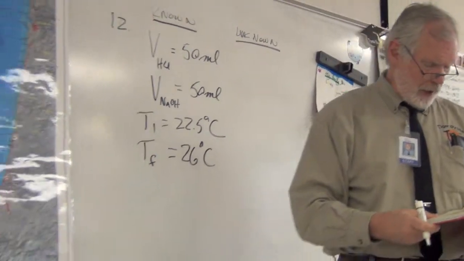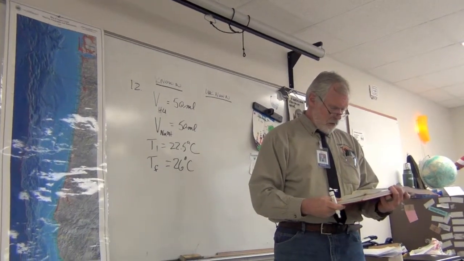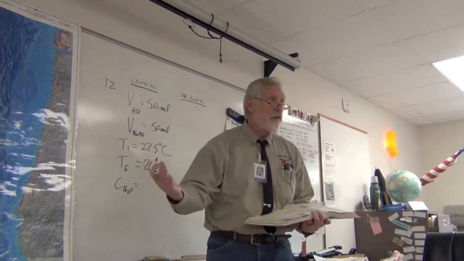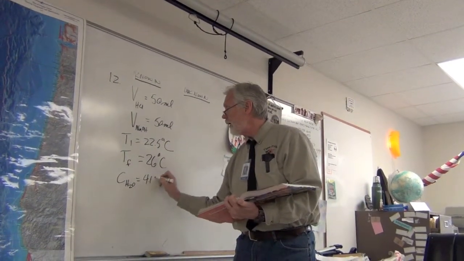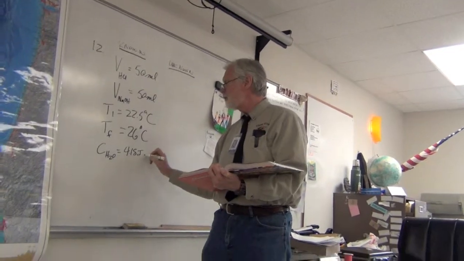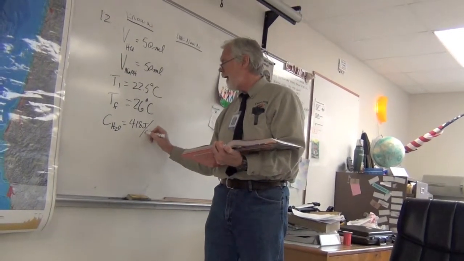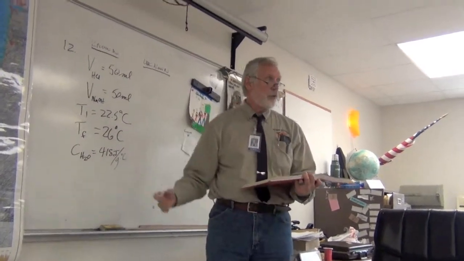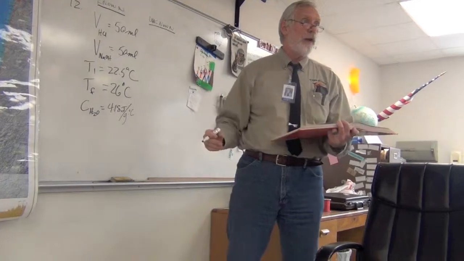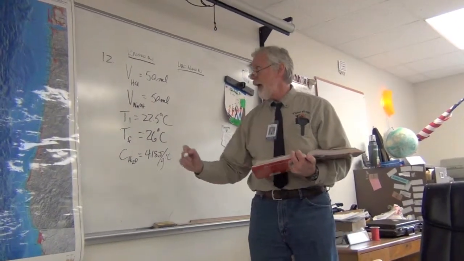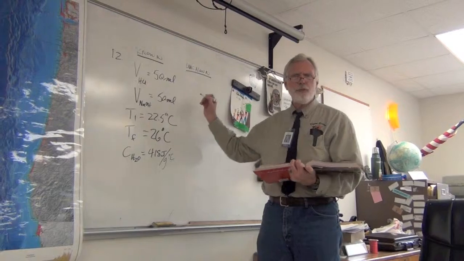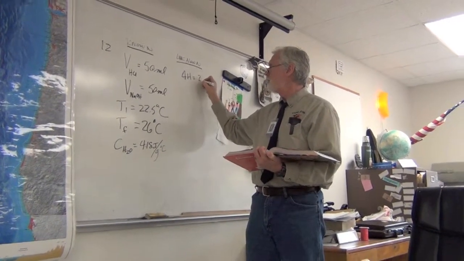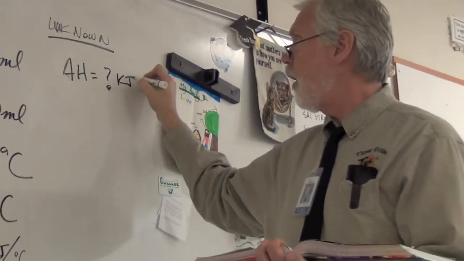Is there anything else we know? We know C of H2O, which is 4.18, and that is joules required to heat up 1 gram times 1 degree Celsius. That's how many joules it takes to heat up 1 gram of water 1 degree Celsius. Now, what's our unknown? What are we after? Delta H, in kilojoules.